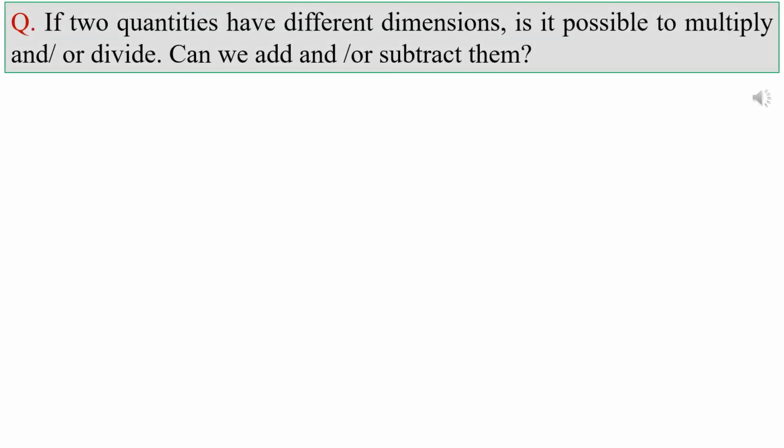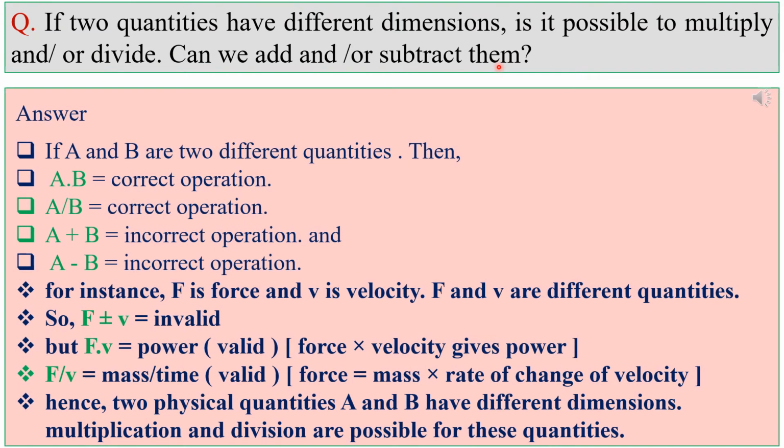Question: if two quantities have different dimensions, is it possible to multiply or divide them? Can we add or subtract them? Answer: if A and B are two different quantities, then A into B is a correct option. A divided by B is a correct option. But A plus B is an incorrect option and A minus B is an incorrect option.